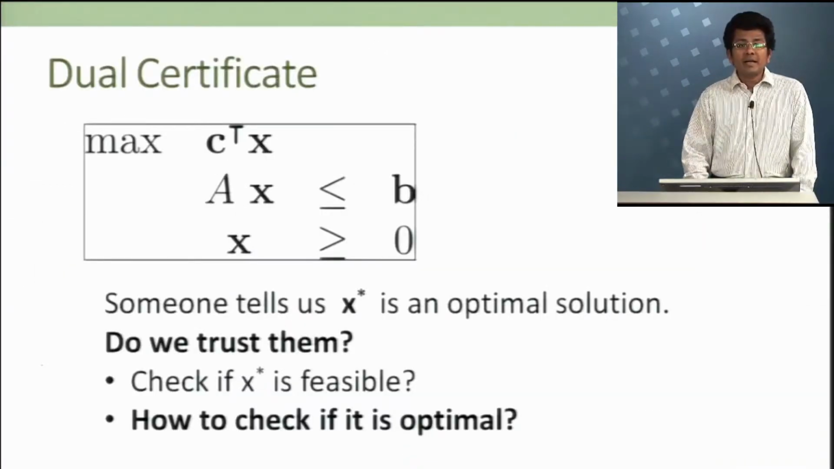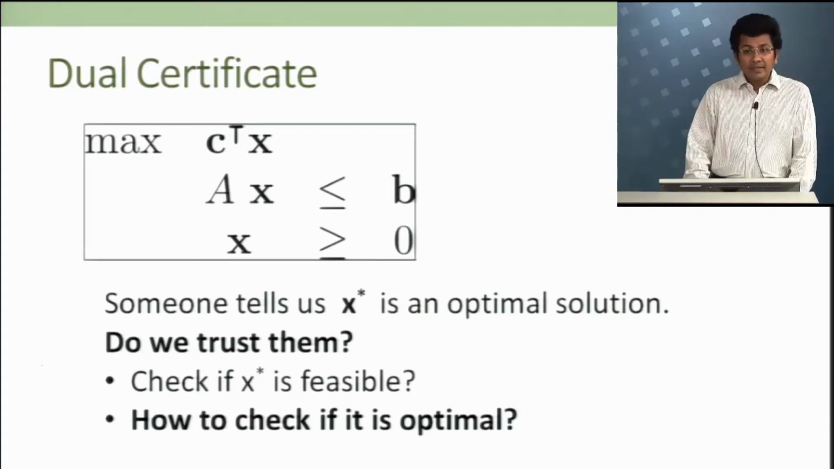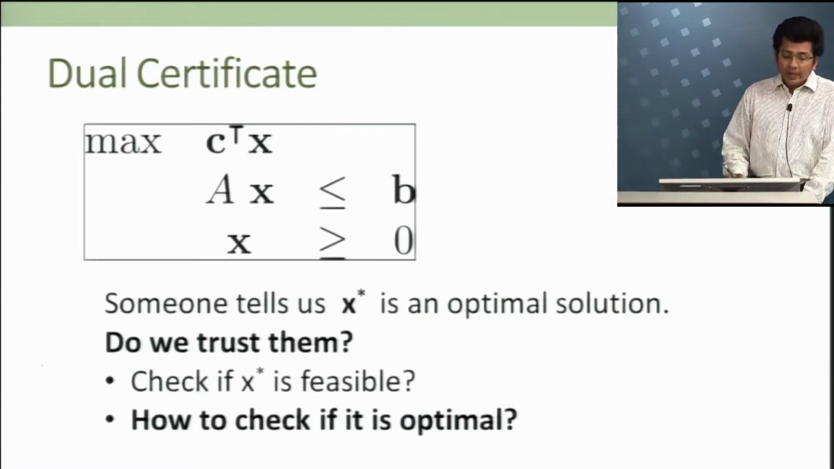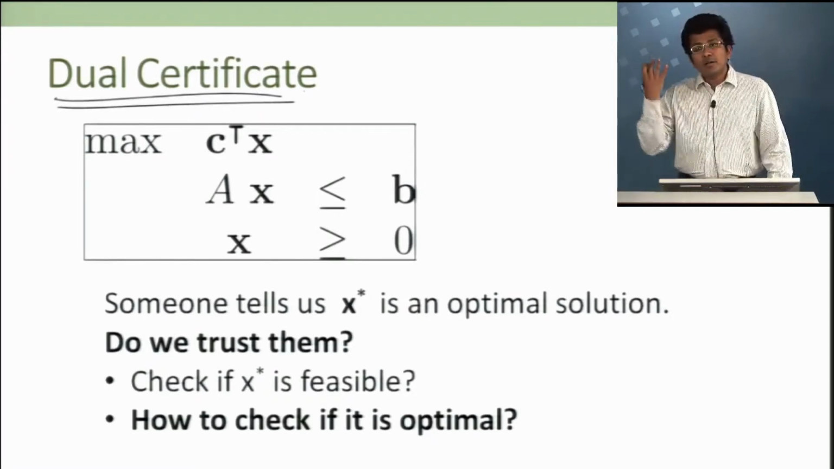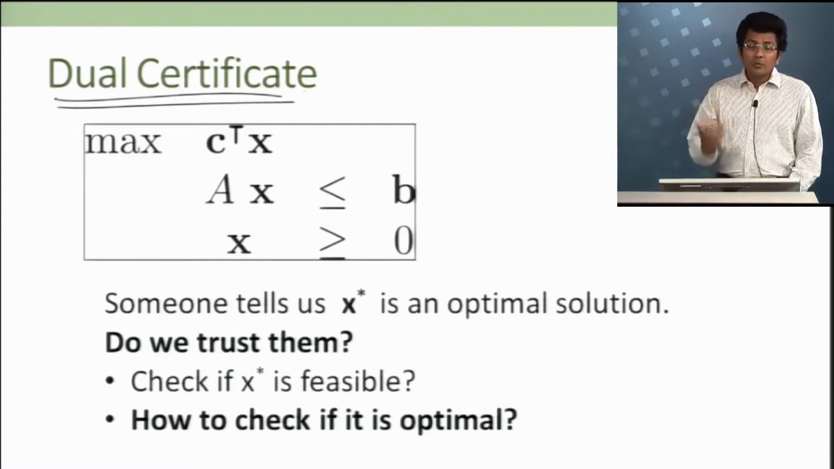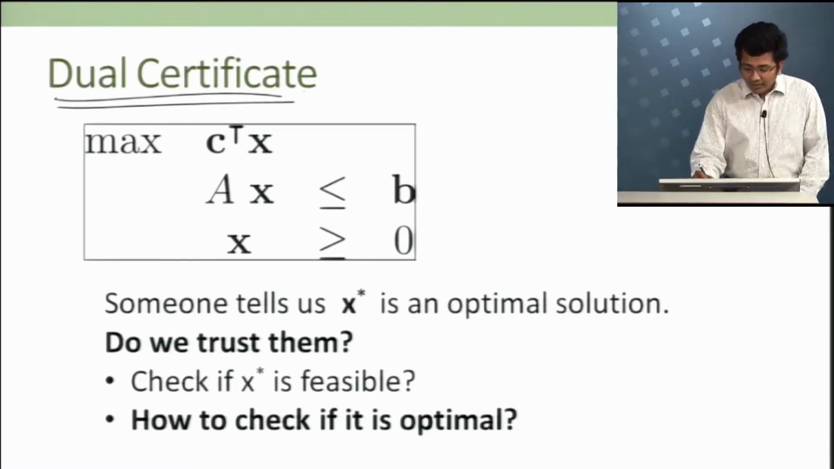Okay, so welcome back. In this last part of the basic properties of duality, we look at this notion of dual certificates. Somehow duals are good as certificates for proving optimality. What does this mean?